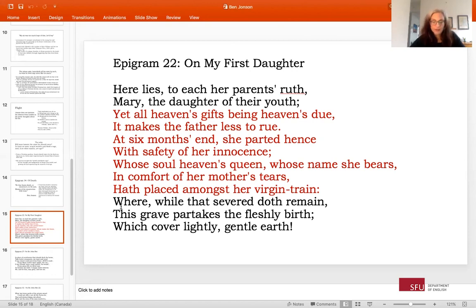And what those gifts are is that his daughter's soul has been placed by heaven's queen amongst the queen's train of virgin innocents. That is, she has been chosen by Mary, who is the mother of God and heaven's queen, and for whom Johnson's daughter Mary was named, to be part of Mary's personal entourage. And that's a great honor. So the poet notes that this is a consolation to the infant Mary's mother. It is in comfort of her mother's tears. So this poem is all about comfort and consolation. The father has less to rue or regret, and the mother is given comfort for her tears because of the knowledge that baby Mary is in heaven and is being honored there.